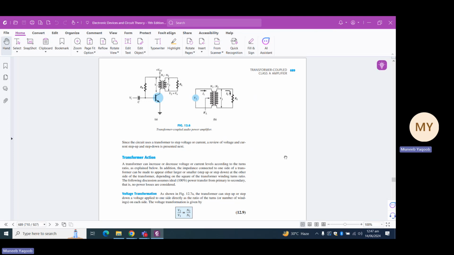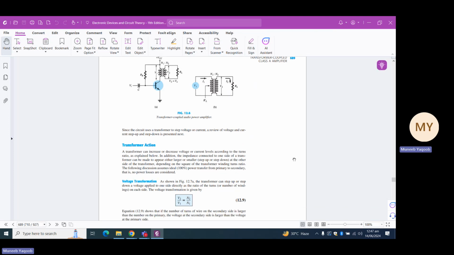So, I hope that in your A levels or in your FSC, you might have learned this equation 12.9, where we say that the output voltage to the input voltage ratio, that is V2 upon V1, is equal to the turn ratio of the transformer, that is N2 upon N1. So by changing the taps of the transformer, we can manipulate the output voltage, output current, and even output impedance of the transformer.